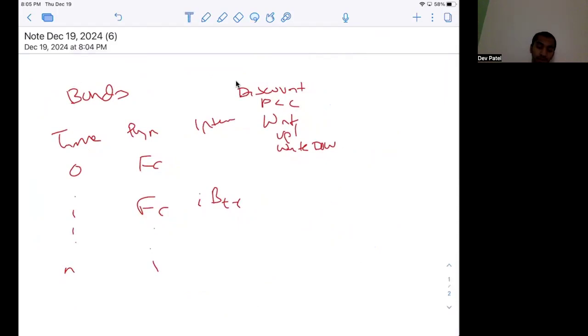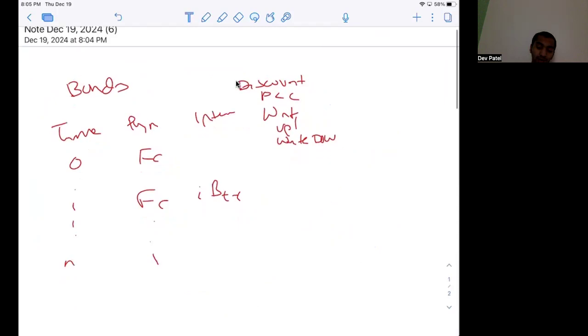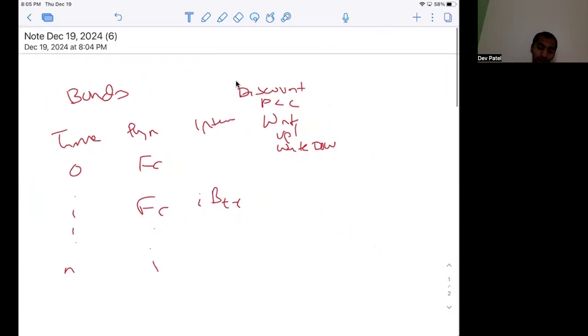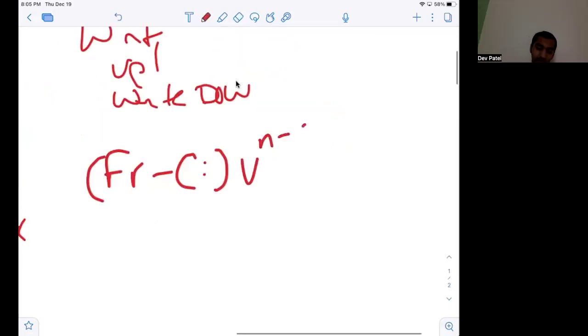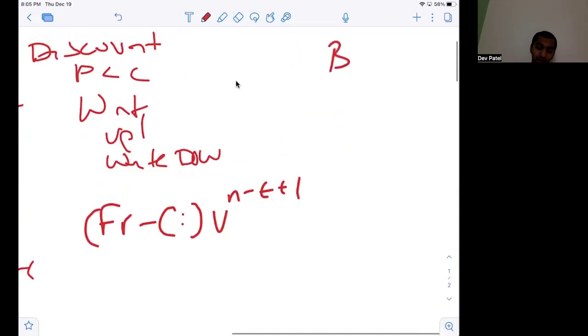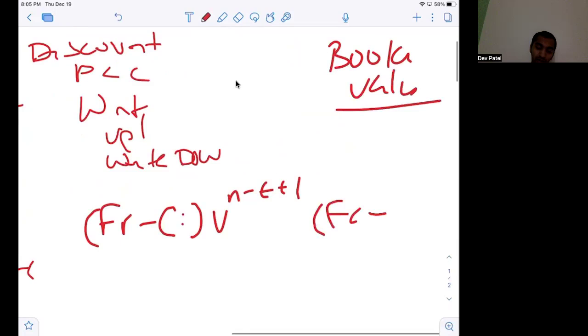And then we have our write up or write down. For this, we know that's (FR - CI) times v^(n-t+1). And then we know that the book value is (FR - CI) a_(n-t) plus C, or a_(n-t) plus C.